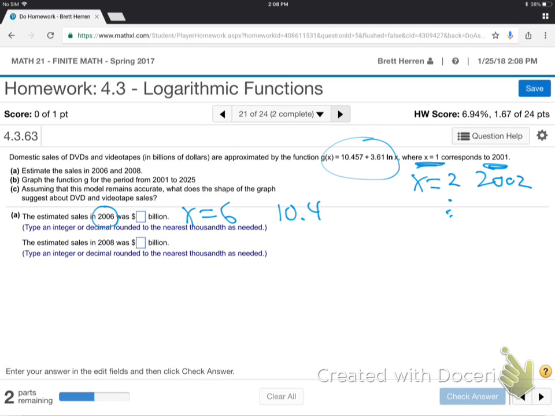10.457 plus 3.61 natural log x. So I'll just plug the 6 in there. Oops, getting kind of scribbly.